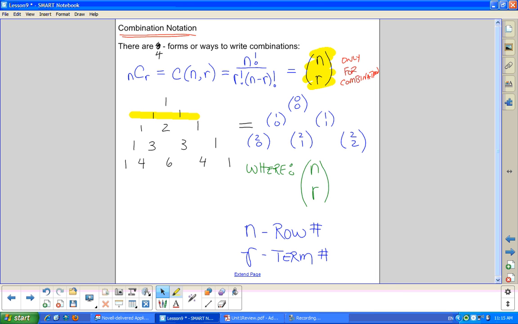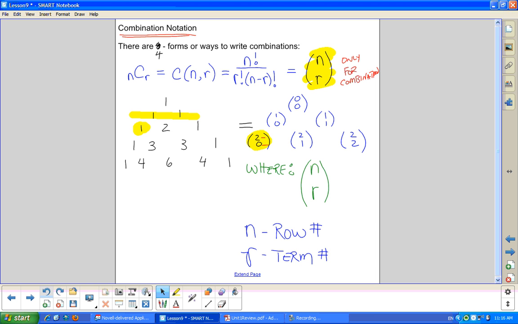So if you look up here, here we had term 0. So this is the 0 term. Oops, I'm on the wrong one here. Back that up a little bit. There we go. 2 choose 0. So here is row 2, and it matches up with this one. So it's the second row, the 0 term, and the first term in the row.